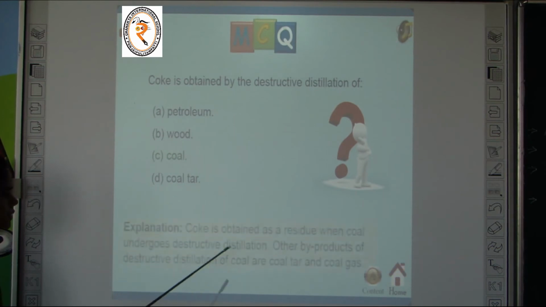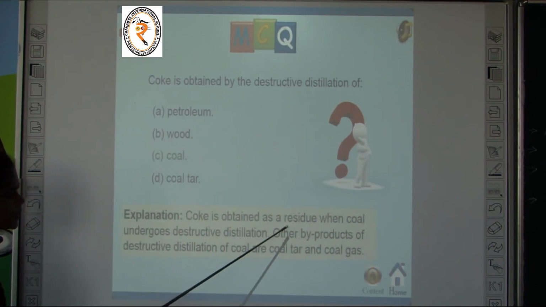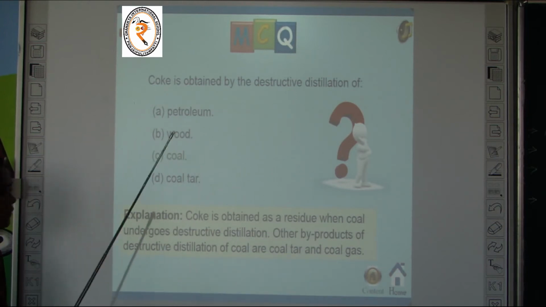Okay. See, coke is obtained as a residue when coal undergoes destructive distillation. The other two products of destructive distillation of coal are coal tar and coal gas. So coal tar, coal gas, and coke are all the products of coal. Okay. The next one.